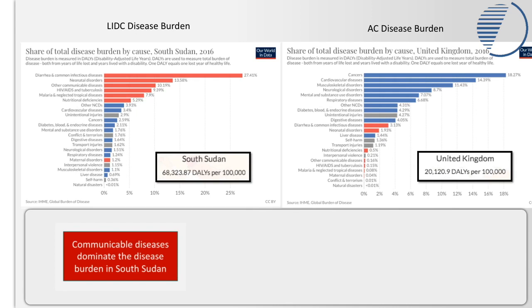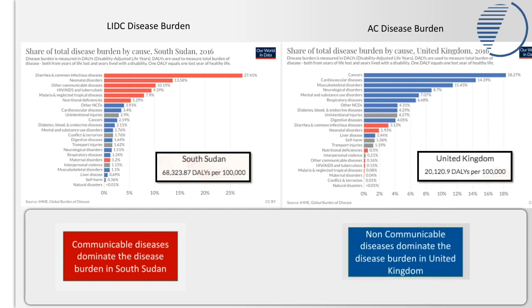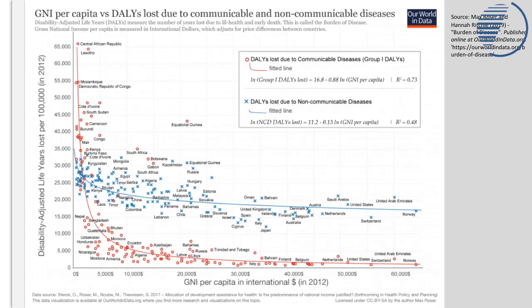If we look on the right-hand side, we can see by contrast that the top of the table is all blue, indicating that non-communicable diseases dominate the disease burden in the United Kingdom. Cancer and cardiovascular disease come top of that table. So having looked at the relationship between the diseases found in two different countries at opposite ends of the development spectrum, let's now have a look at this graph.